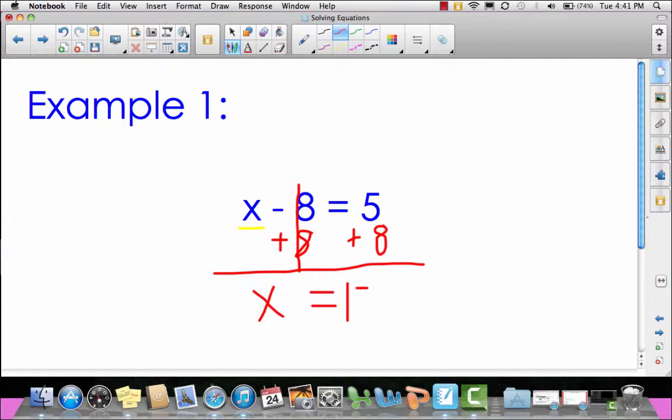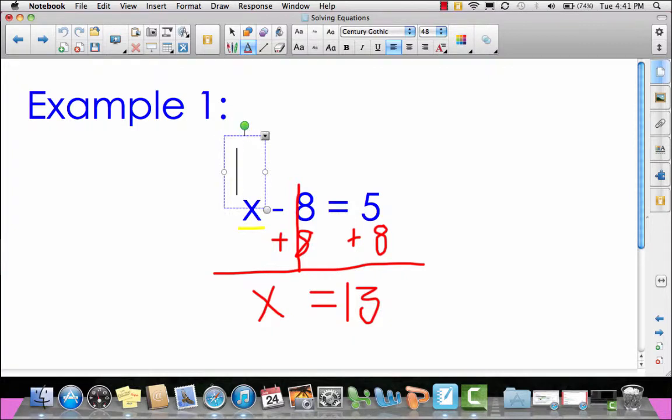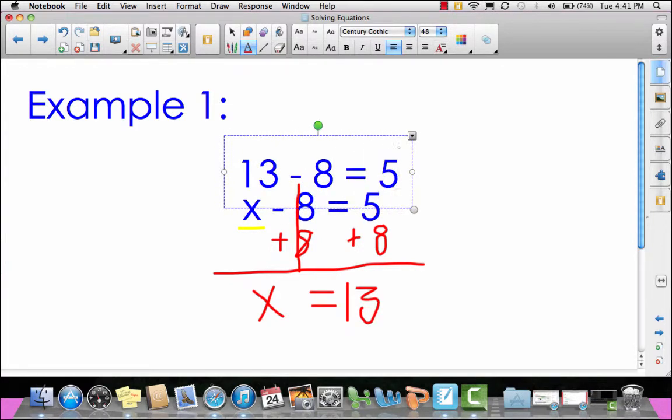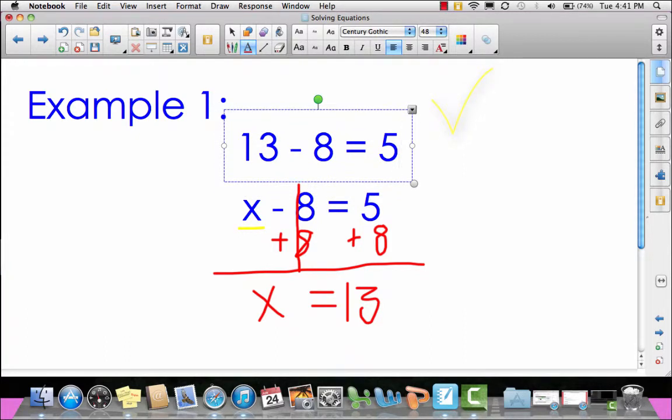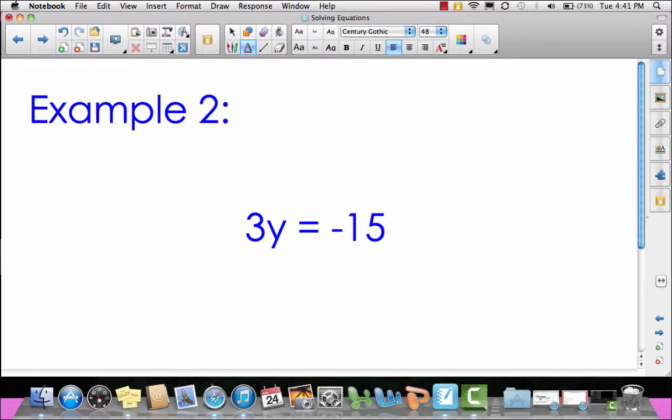I can always check my work. If I take the solution that I got and I put it back into my original equation in place of the variable, so in this case x will become 13. 13 minus 8 equals 5. If that's a true statement, which in this case it is, I know that I got my answer correct. Let's check out another example.